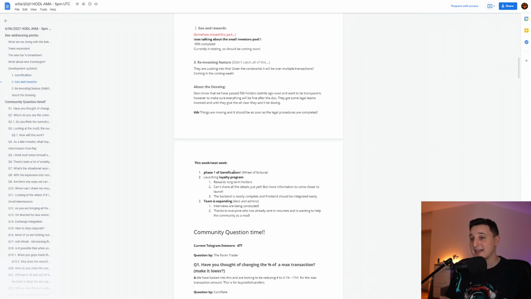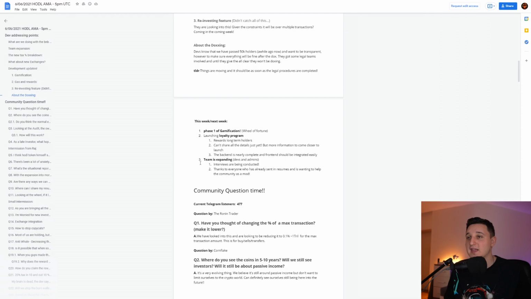So this week or next week, phase one notification. Okay, launching a loyalty program that rewards long-term holders. I can't share all the details yet, but more information to come close to launch. The backend is nearly complete and the frontend should be integrated easily.